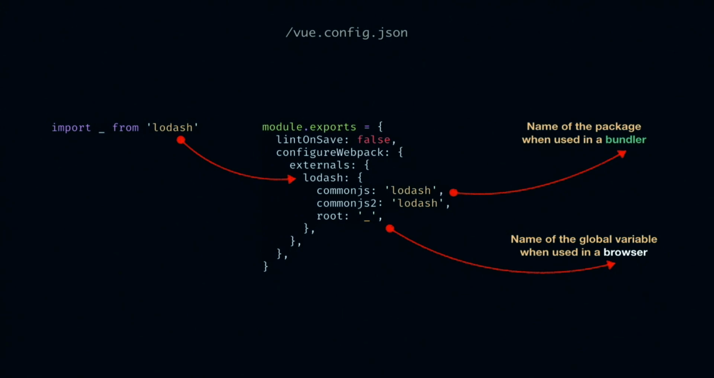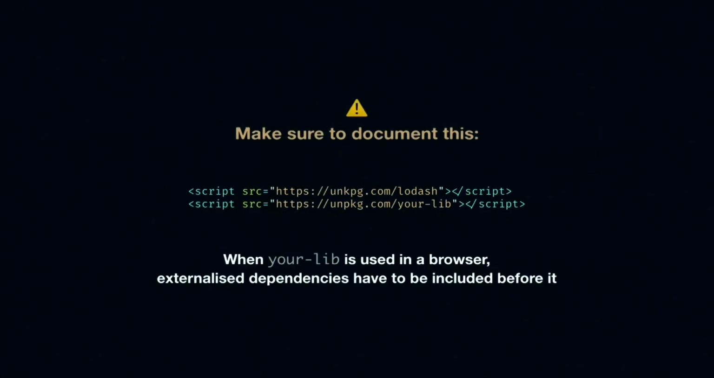In this case, it's the underscore, so it's looking a bit weird, but I think you know Lodash well enough, right? So the important point is to document this, right? Especially for users that are using your library in a browser, because we just externalized Lodash, so we have to actually include Lodash before we are including our lib, so it's available on the global window object before our library is actually parsed.